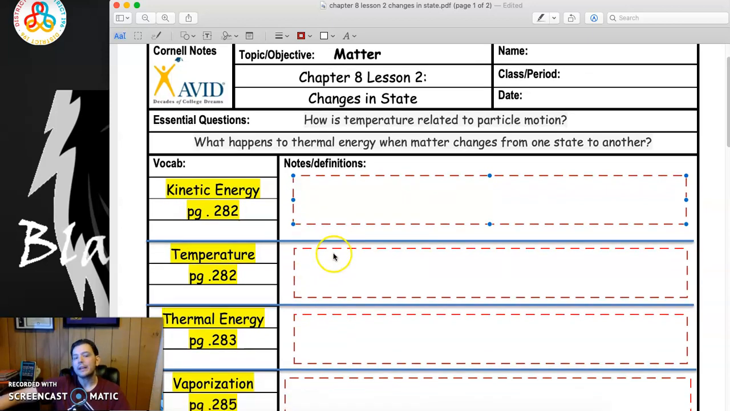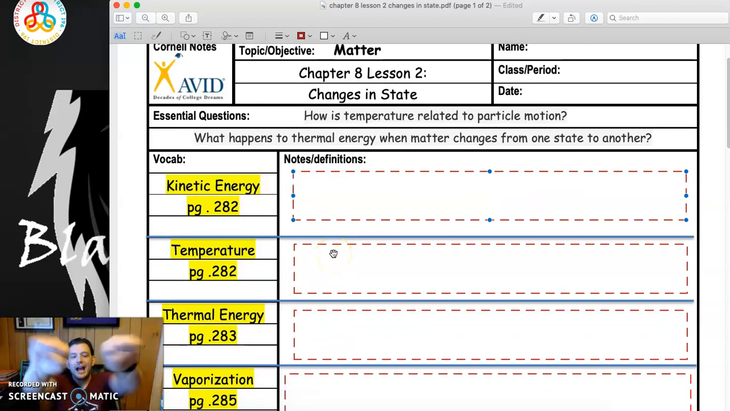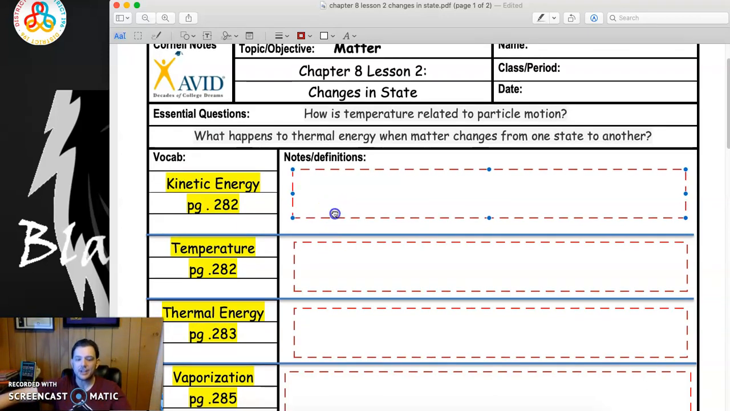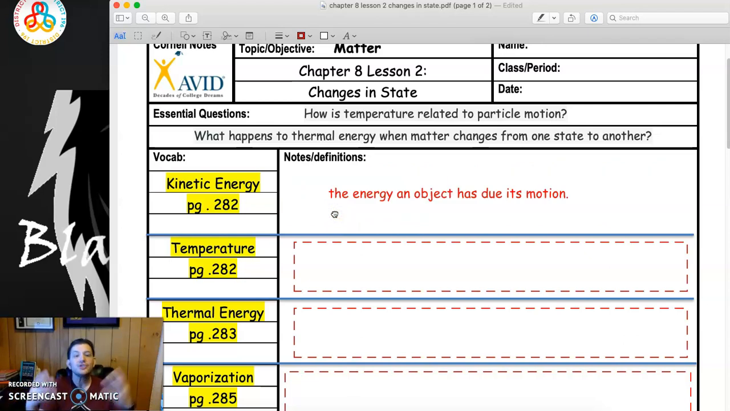And the first word is kinetic energy. What does that have to do? I'm going to use my fist to pretend they're particles of matter. Remember, solids vibrate in place, liquids can slide around, and gases fly all over. So all states of matter have some kind of kinetic energy in their particles. And kinetic energy is just the energy an object has due to motion.